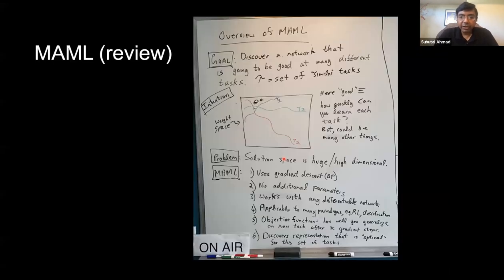Okay, so this is a review of my whiteboard drawings of MAML. MAML is a meta-learning technique. If you remember, the goal is to discover a network, a set of weights, that is already good at many of a particular set of tasks. In the original MAML paper, they described good as being how quickly you can learn each task. But the idea is that through this meta-learning process, you find some optimal set of weights, basically an initialization for the network, and from that set of weights it's primed to be really good at this big task that you've defined.